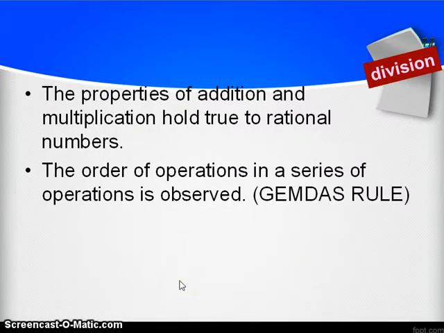And the properties of addition and multiplication hold true for rational numbers. The order of operations in a series of operations is observed. That is the GEMDAS rule.